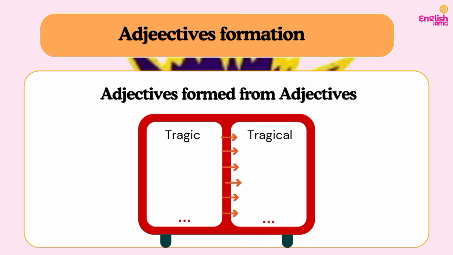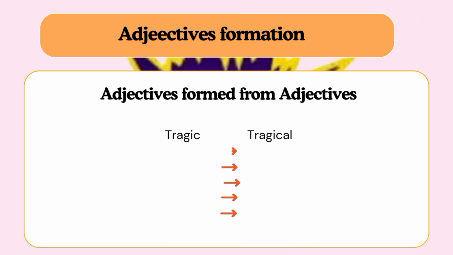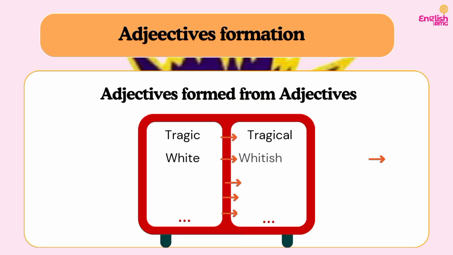We could also have other adjectives from adjectives themselves. So we have tragical from tragic. The event is tragical, or this is a tragic event. They are both adjectives. Do you understand? So we could also have white, whitish.